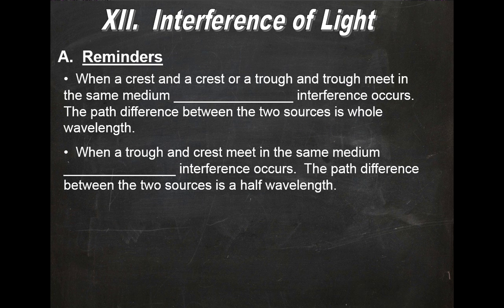Let's look at the interference of light. Light, as I mentioned earlier in this unit, can behave as a wave. So we're going to focus on the wave behavior of light and how we actually prove that light behaves as a wave. Before we do that, let's just do a couple reminders here. When a crest and a crest, or a trough and a trough, meet in the same medium, constructive interference will occur. And remember, constructive interference is when the wave has a larger amplitude. The path difference between these two sources is a full wavelength. When a trough and a crest meet in the same medium, that results in destructive interference. The path difference between the two sources is half a wavelength.